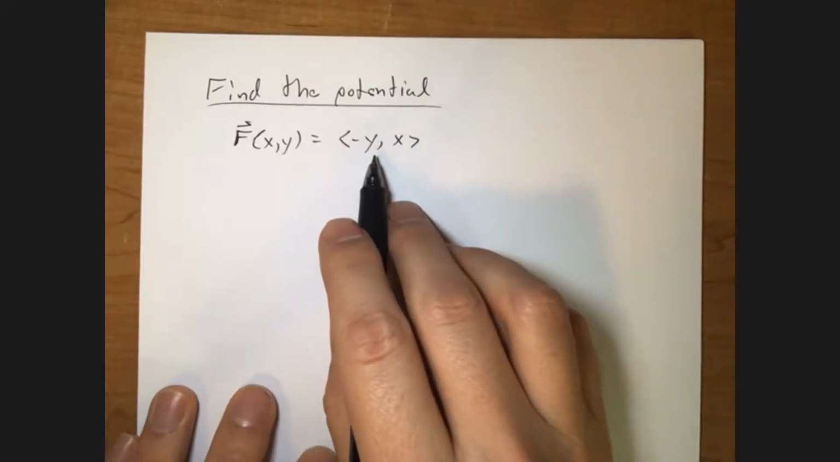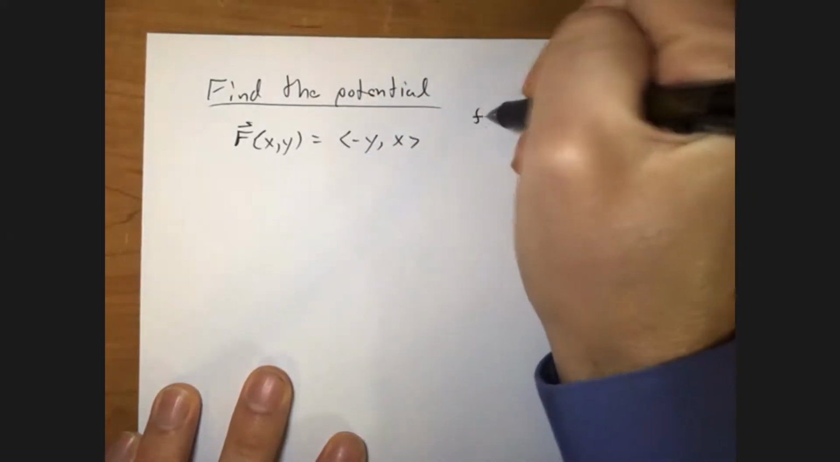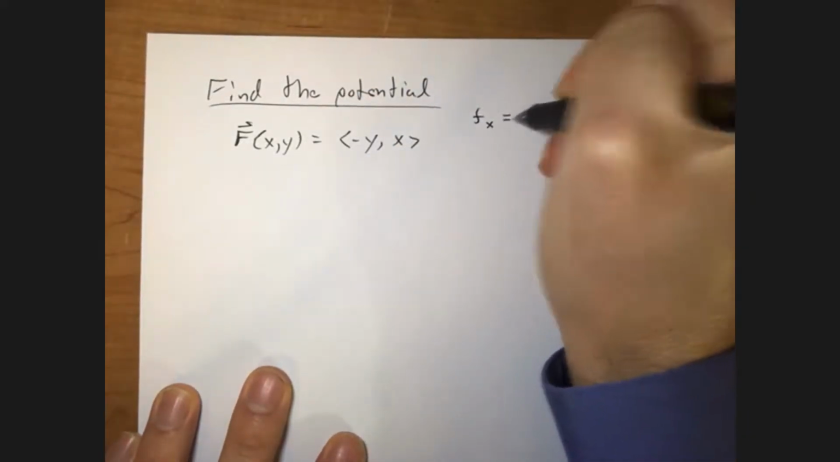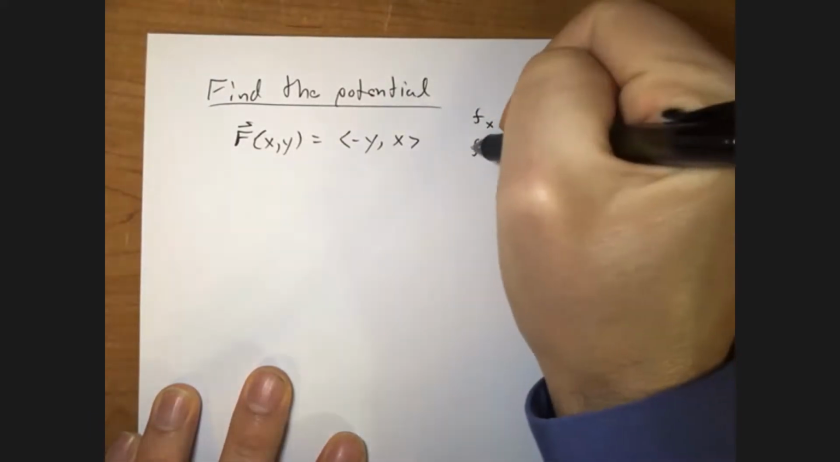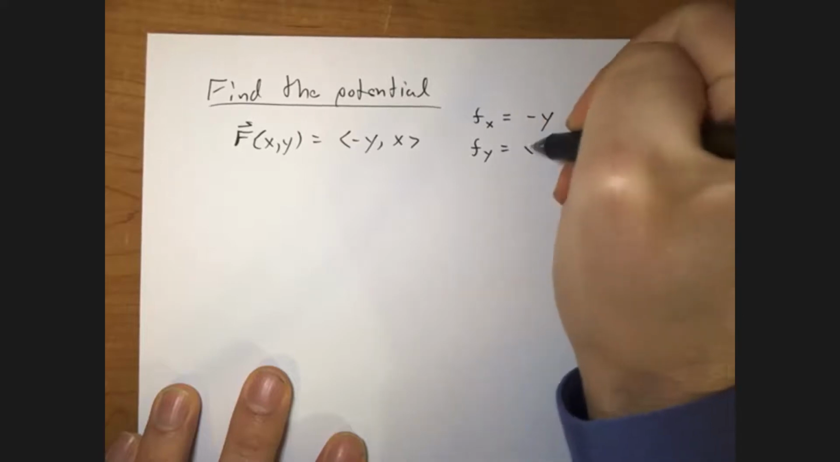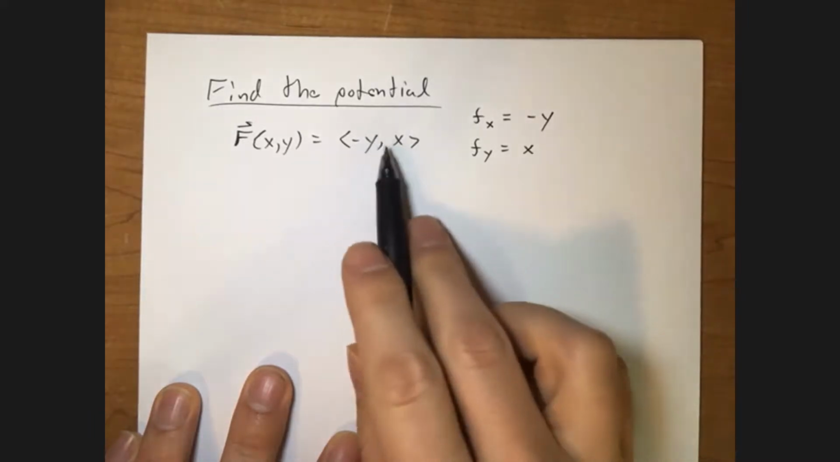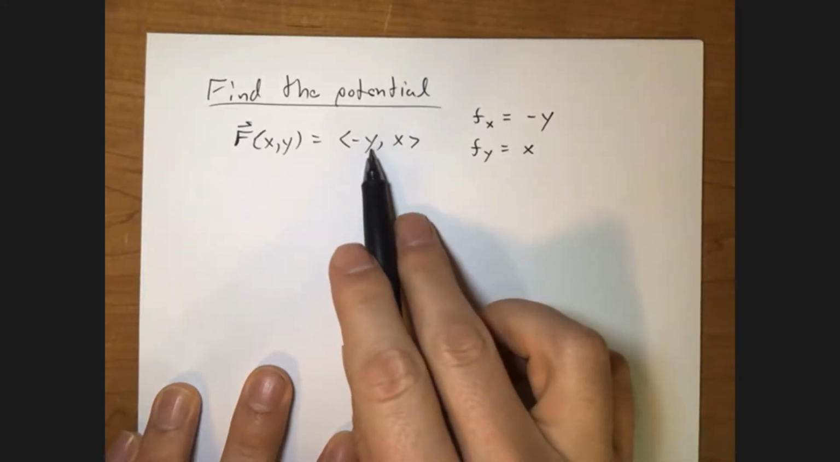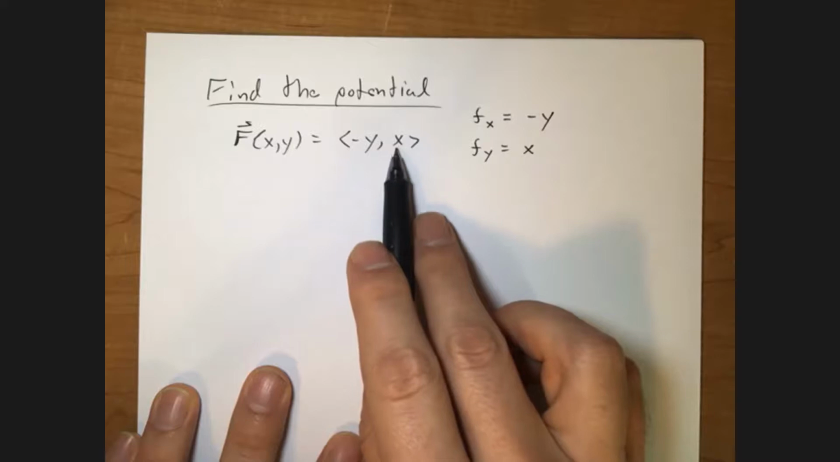So what I need is to find a function whose x derivative is negative y and whose y derivative is x. Okay, because that's what the gradient is. The derivative in the x direction should be this, and the derivative in the y direction should be this, if this is going to be the gradient of little f.